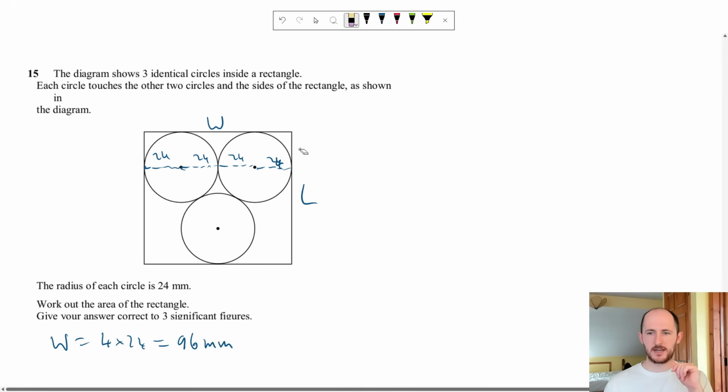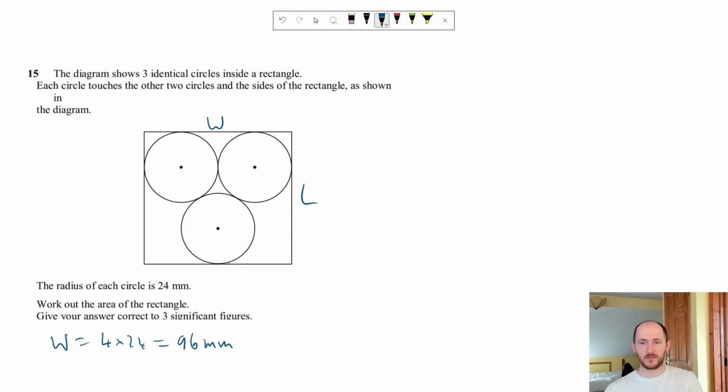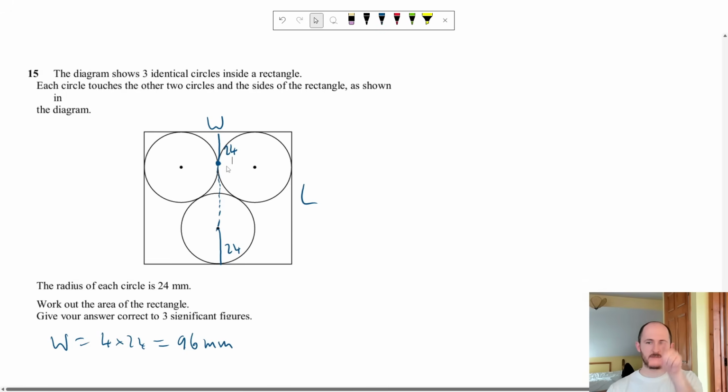Cool. I'm going to get rid of this now. So we know what the width is, that's all well and good, but the height is the problem. If I look at the length, we have 24 over here, but we don't know this opposite side. We do know that from here to here is another 24 millimeters, because that's just the radius of the circle, the same length as that line there. But we don't know the middle length. It's not 2 times the radius. So what's the trick with these questions?